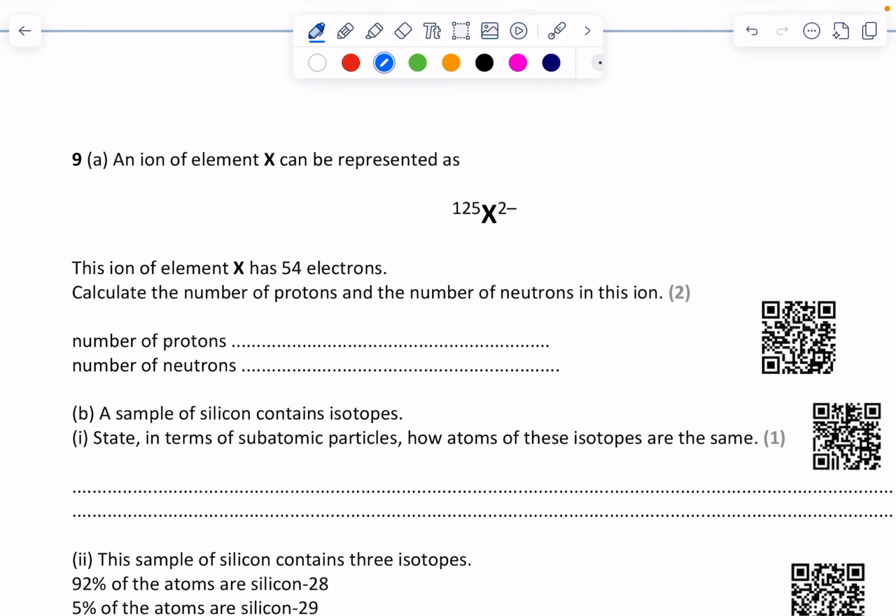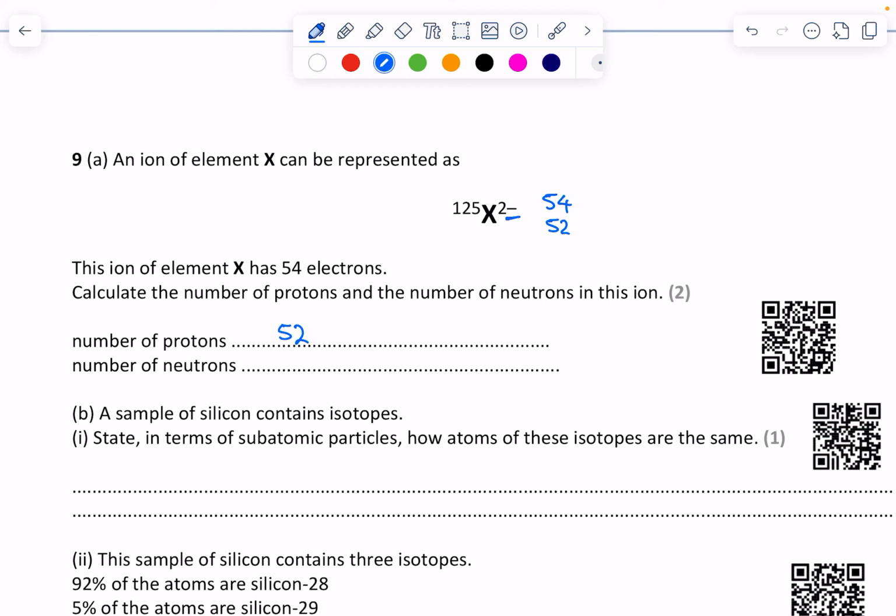So this question here is an interesting one because you have to process the information they give you in the right way. So you can see this is an ion and it has a 2 minus charge already. And it says that it has 54 electrons. So the fact it's got 54 electrons and it's got a 2 minus charge must mean that it had 52 protons originally. Because if you had 52 protons and you now got 54 electrons, you would have a negative 2 charge. So the number of protons is 52.